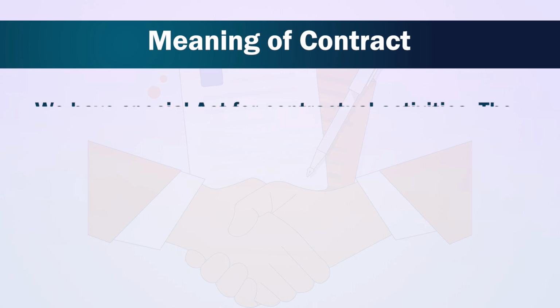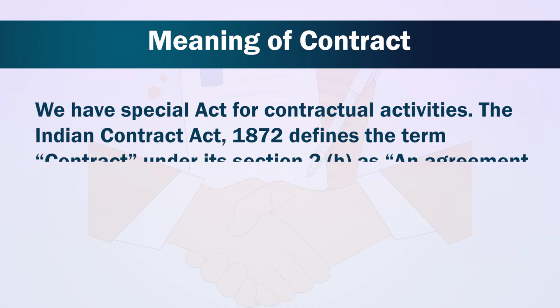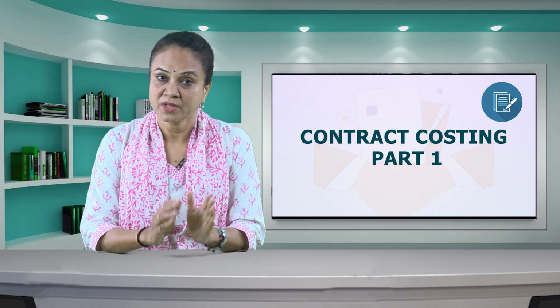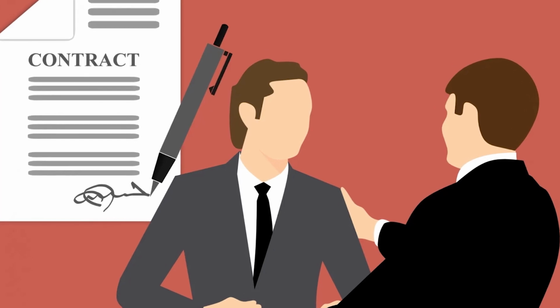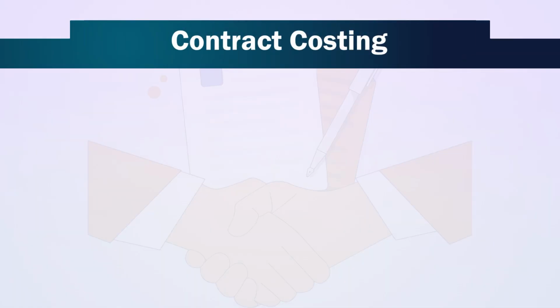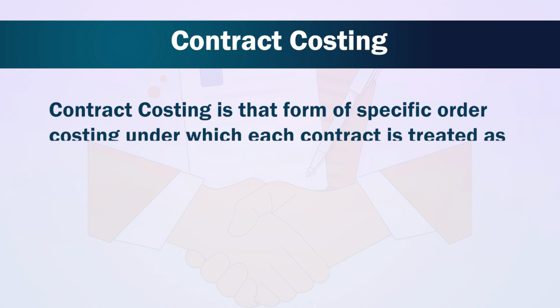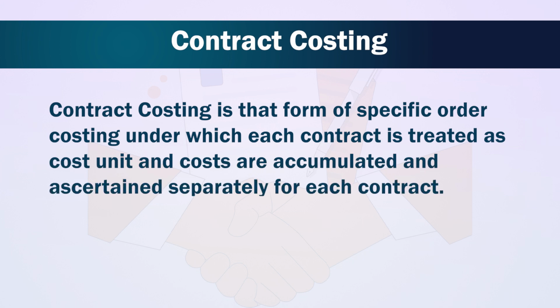We have a special Act for contractual activities. The Indian Contract Act of 1872 defines the term contract under its section 2 subsection H as an agreement enforceable by law. In other words, a contract is anything that is an agreement and enforceable by the law of the land. Let's understand contract costing. Contract costing is that form of specific order costing under which each contract is treated as a cost unit and costs are accumulated and ascertained separately for each contract.